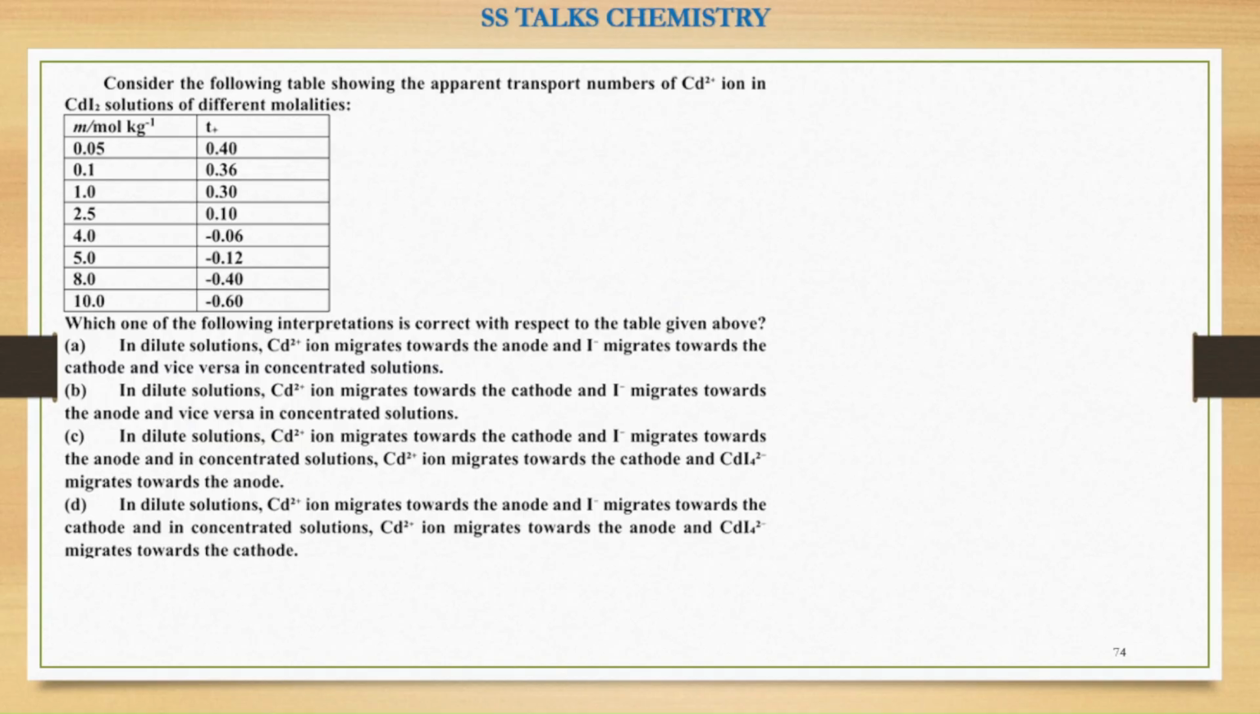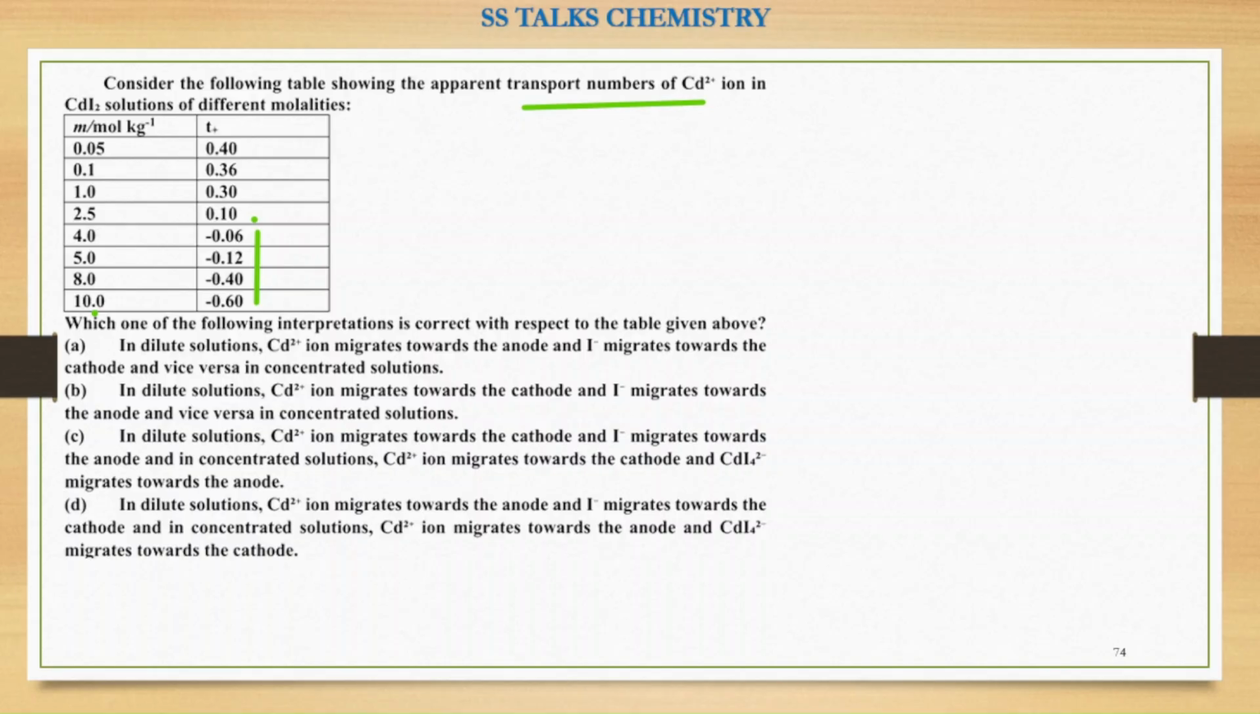So a table is given to us that is showing the transport number of the cadmium ions in cadmium iodide (CdI2) solution of different molarities. When you see here, when the molarities are lower, that is 0.05, 0.1, up to 1, 2.5, the transport number value is positive, whereas when you are increasing the molarities, the transport number values are decreasing and becoming negative. So what is the reason for this? Okay, so that's the point we have to explain.